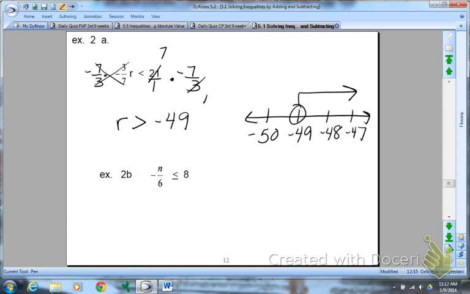Example 2b, negative n over 6 is less than or equal to 8. We have to get n by itself. So we have to multiply both sides by a negative 6. Think of that negative as being with the 6, because I need to get rid of the negative and I need to get rid of the 6, so I'm going to multiply both sides by what? Negative 6. And when you multiply both sides by a negative number, you flip the symbol and get negative 48.